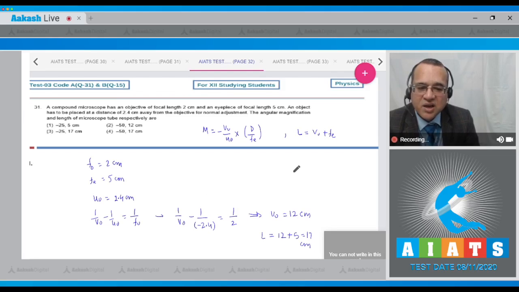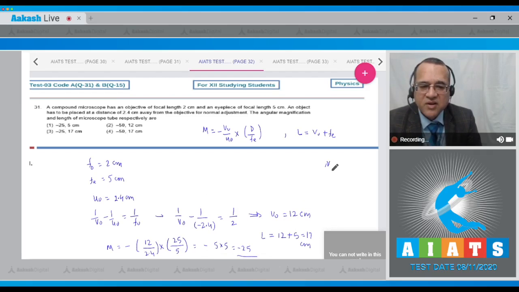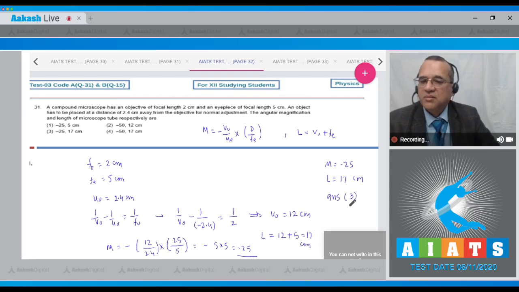And to find the magnification, M is equal to V0 over U0, where V0 has come to be 12 and U0 was equal to 2.4, times D over Fe, where D is 25 and Fe is equal to 5. Solving it, this becomes minus 5 into 5, which is minus 25. So the magnification is minus 25 and the length of the tube is 17 cm. Looking at the options, the third option is minus 25 and 17 cm. Therefore the answer to this question is option number 3.